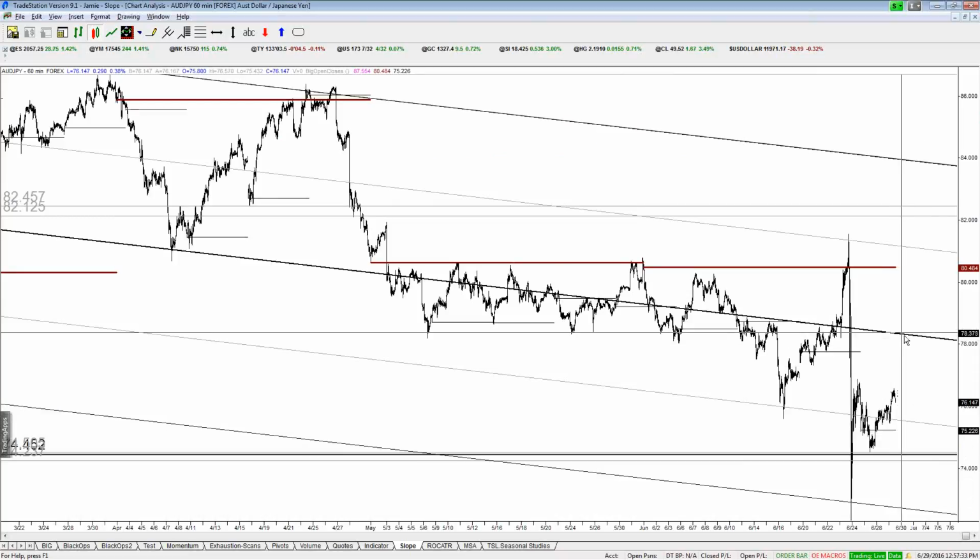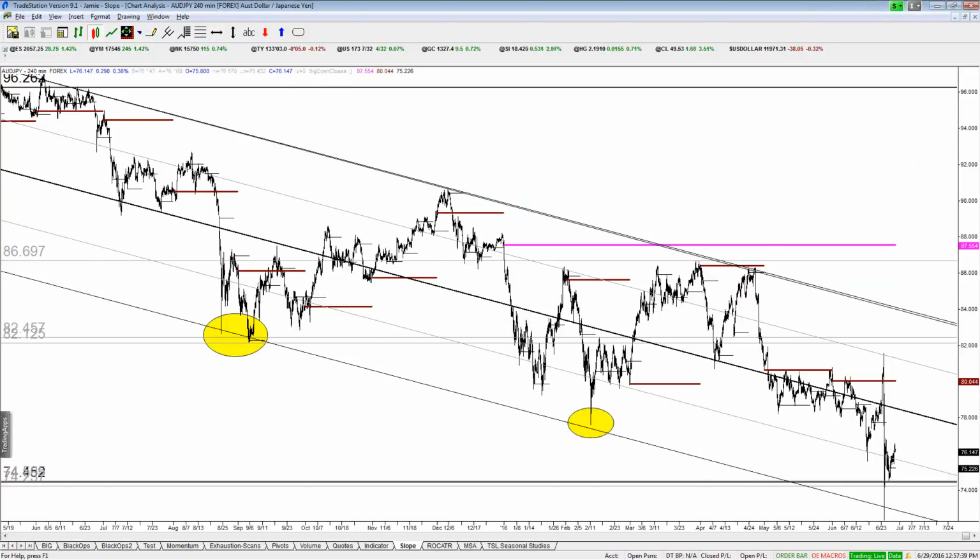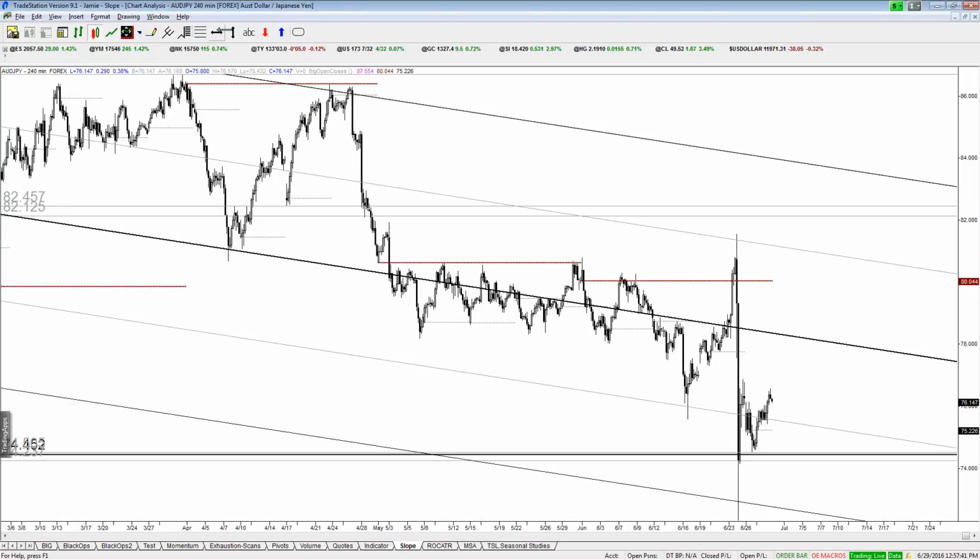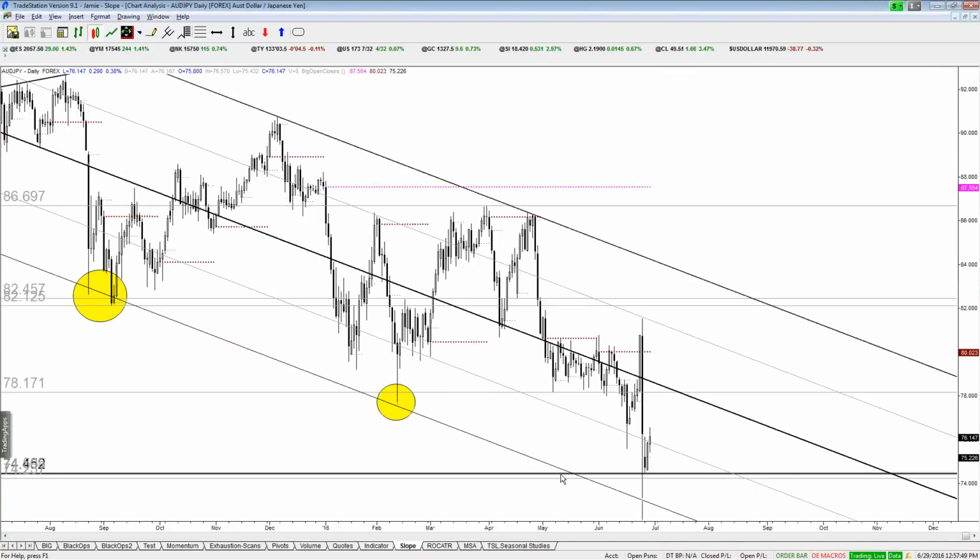Resistance is this longer term median line, which actually lines up with the former lows. So 78.20. Okay. So Aussie Yen probably going back up here before it faces a real test of resistance. Okay.